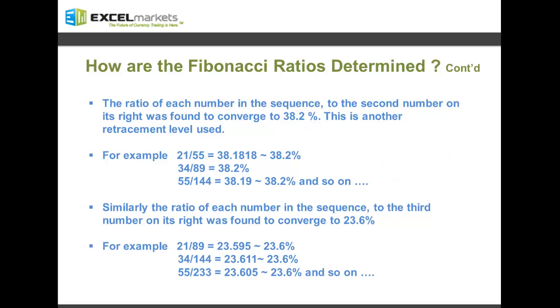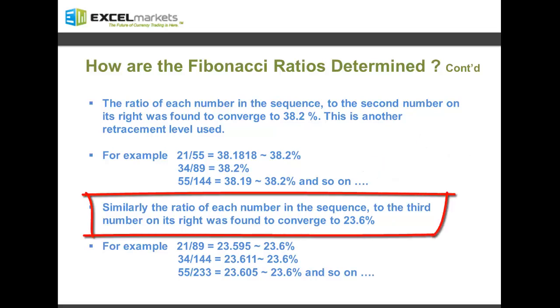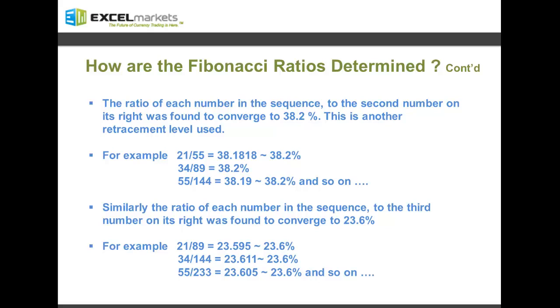And finally, the ratio of each number in the sequence to the third number on its right was found to converge to 23.6%. So 21 over 89 was somewhere around 23.595, which is almost equal to 23.6%. 34 over 144 was again found to be equal to 23.6%, and so on. So this is how, based on the ratios of each number in the Fibonacci sequence, the Fibonacci retracement levels were determined based on the repetition of the golden ratios or the Fibonacci ratios.